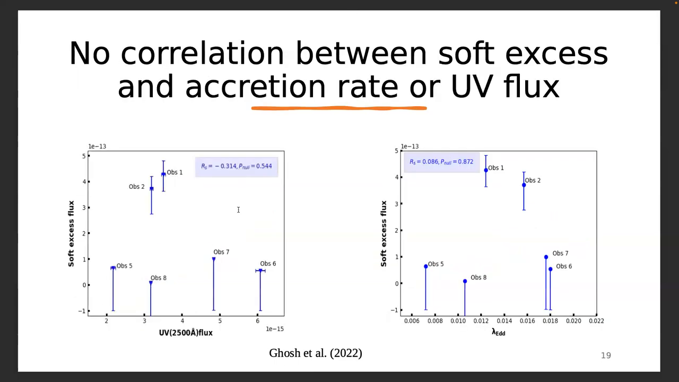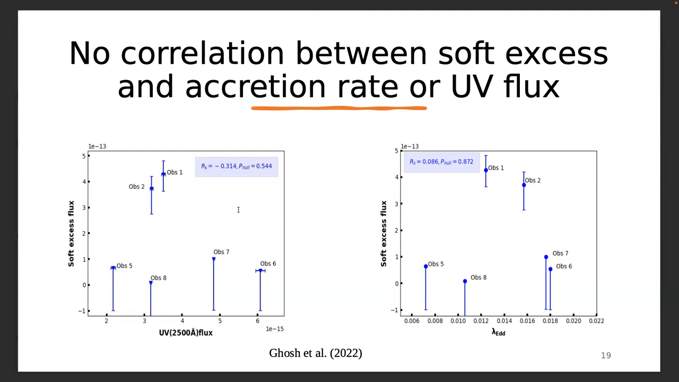Okay, so these are, again, as I previously mentioned, we expect a correlation between the soft axis and the UV, and between the soft axis and the lambda Eddington, if the assumption is that the accretion rate is higher and the soft axis is present there.